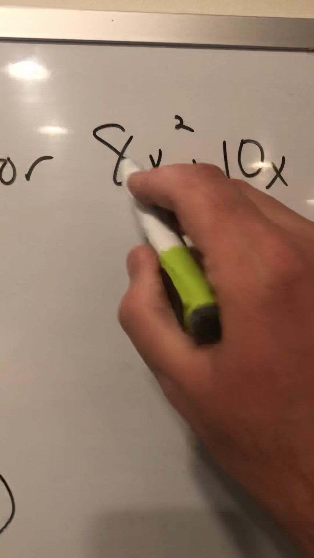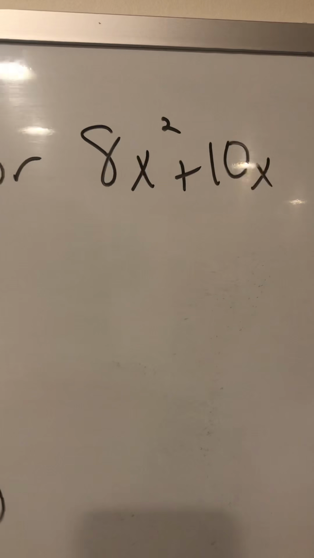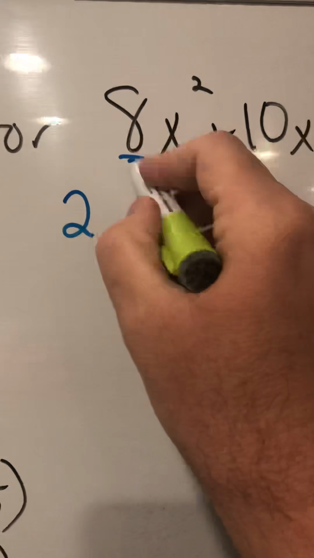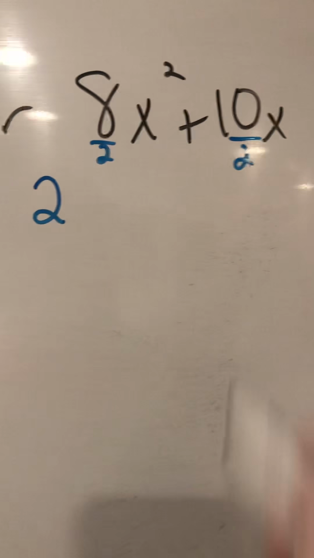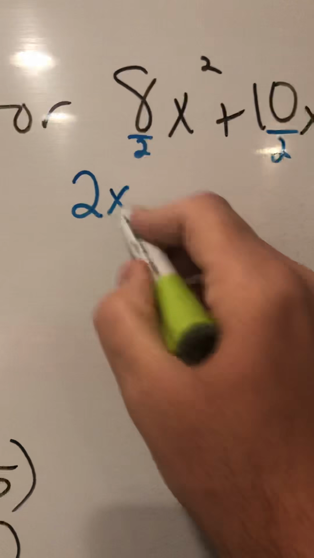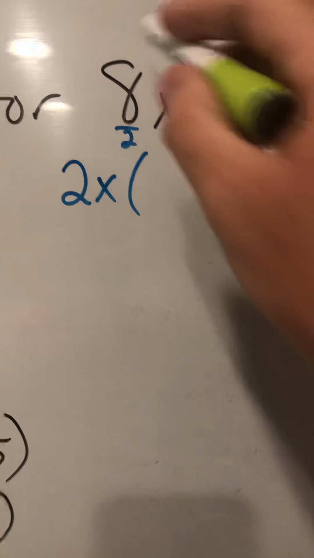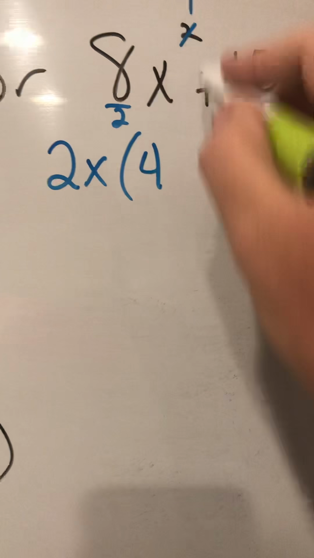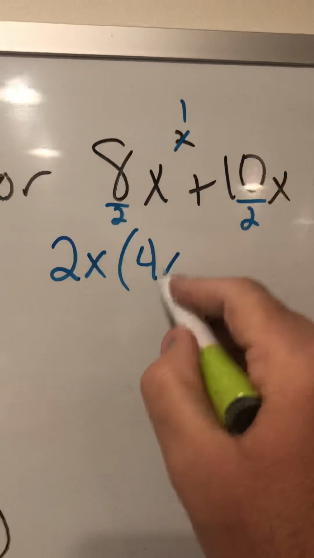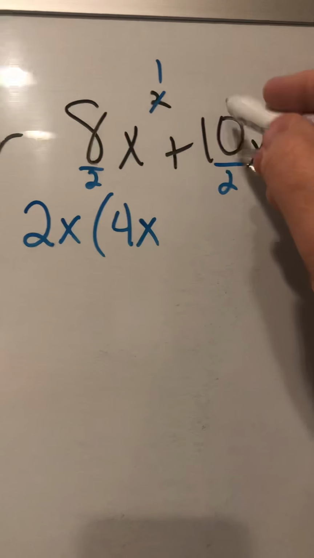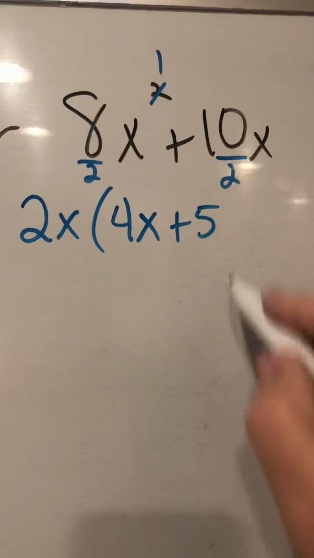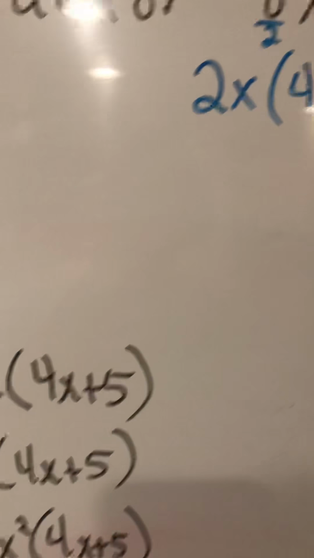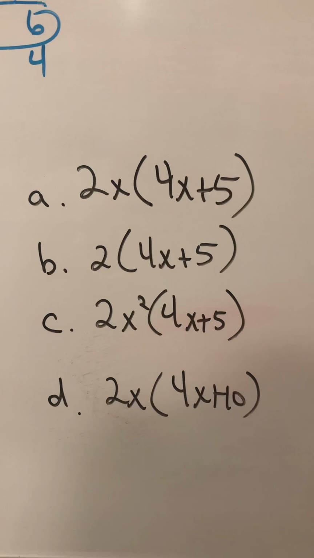same thing. What can go into both 8 and 10? 2. So I can take a 2 out. That means I'm dividing 8 by 2 and 10 by 2. I also notice I can pull out an x. So what's 8 divided by 2? 4, and this 2 becomes a 1, so that's going to be 4x. Here, 10 divided by 2 is 5. The x goes away because I factored it out. So which one of those is going to be our answer?